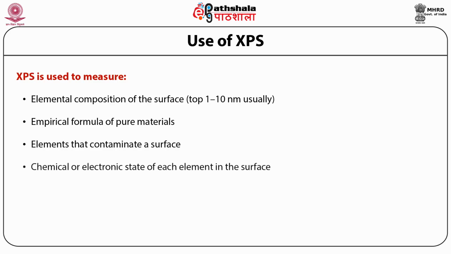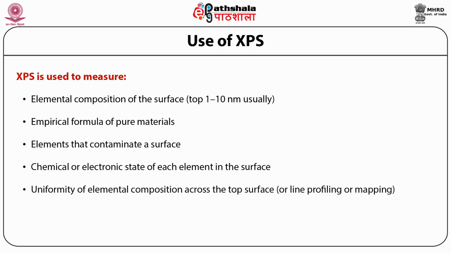Then we have the chemical or electronic state of each element in the surface. Next is uniformity of elemental composition across the top surface. That is, how uniform the surface is can be found out from this. Or we say line profiling or mapping.